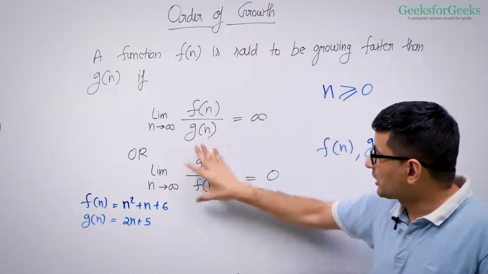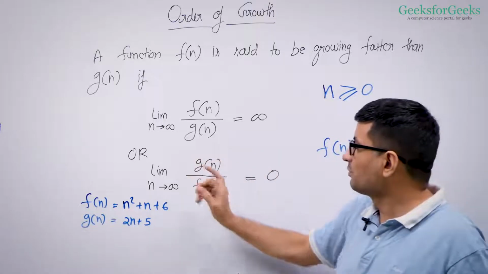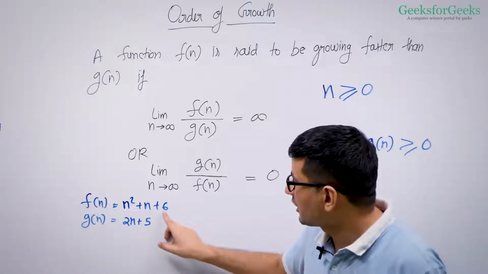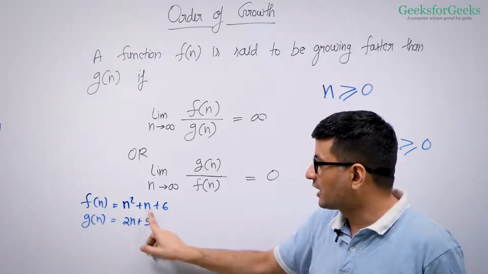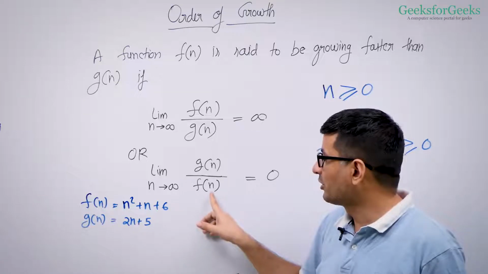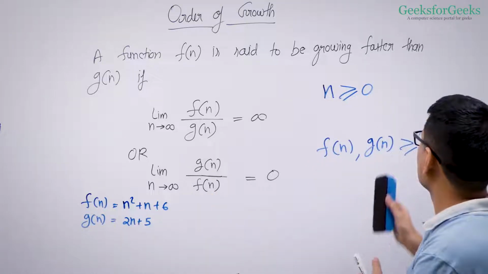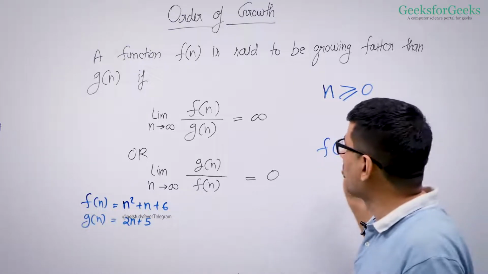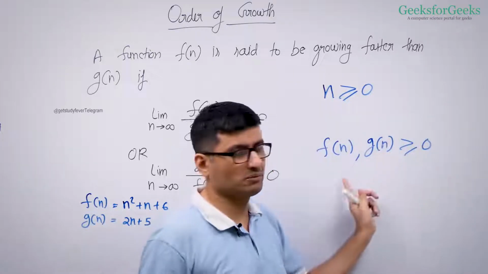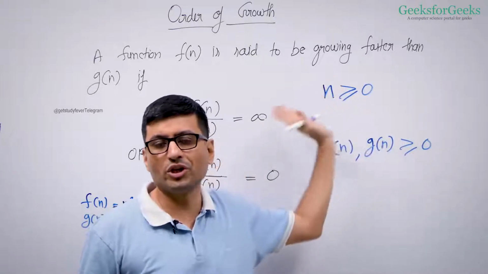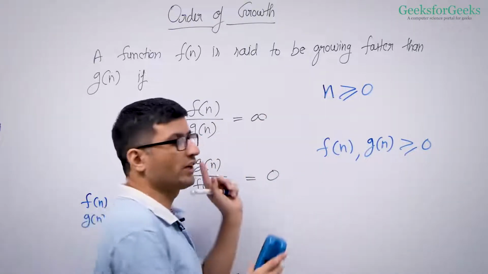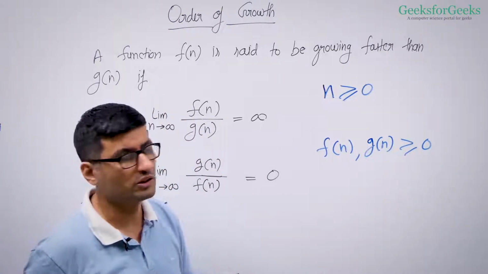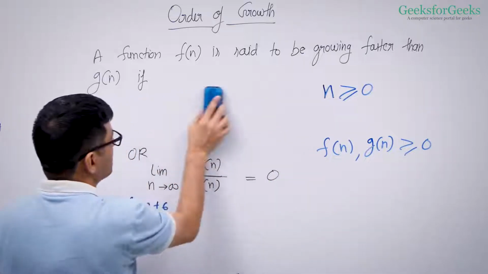So I'm going to use this expression to prove that the order of growth of f(n) is higher. I've taken this example, n square plus n plus 5 and 2n plus 5, and I'm going to use this expression to show that f(n) is growing faster. And please remember, all this discussion is under these assumptions: the first quadrant of the 2D coordinate system, where n is greater than or equal to 0, and f(n) and g(n) are also greater than or equal to 0. They are mainly positive functions.